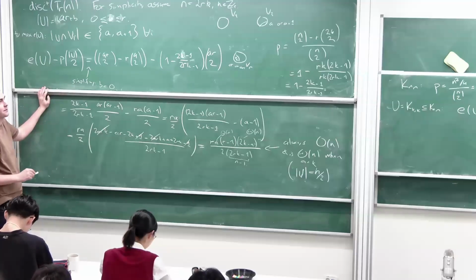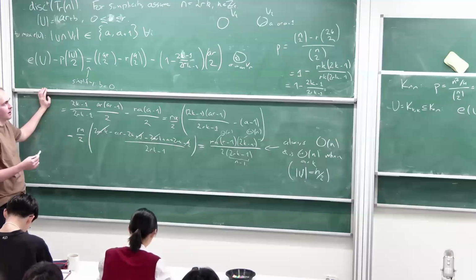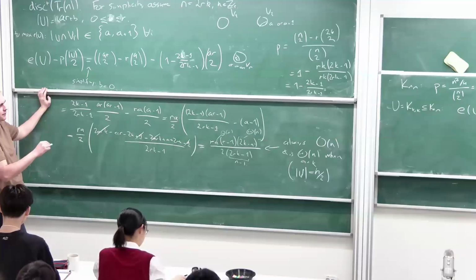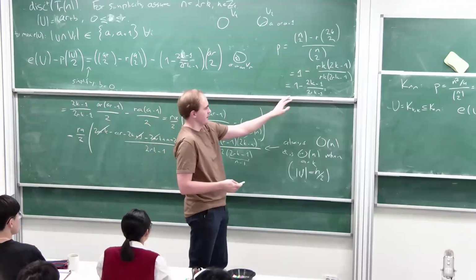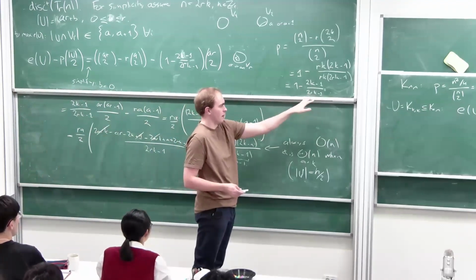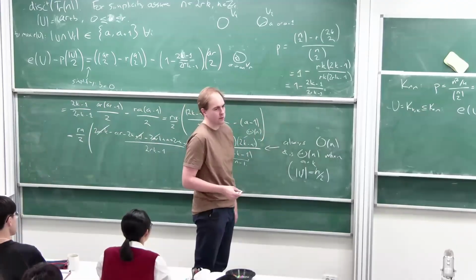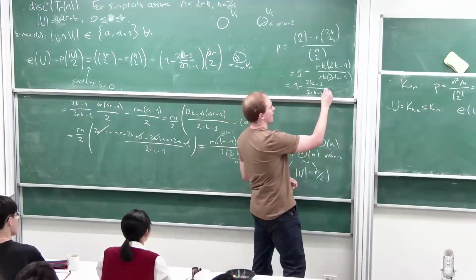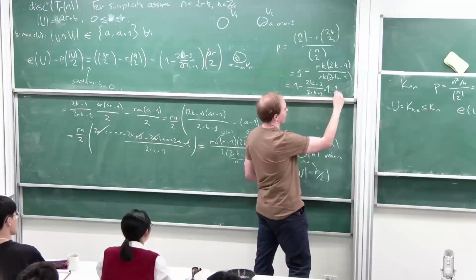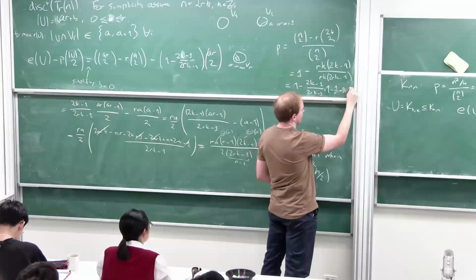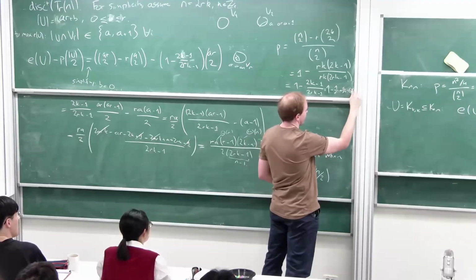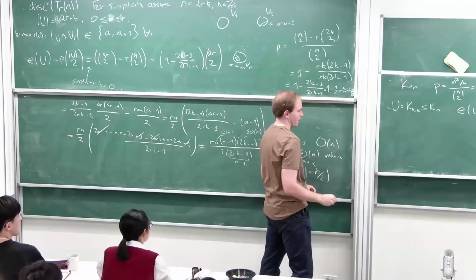For simplicity, let's assume that n is a multiple of r. Actually, let's assume it's a multiple of 2r, so the edge density can be expressed. The point here is that the edge density is 1 minus (2k minus 1) divided by (2rk minus 1). This is not quite 1 minus 1 over r, but it's something like 1 minus 1 over r plus a constant over n, plus something proportional to 1 over n squared.